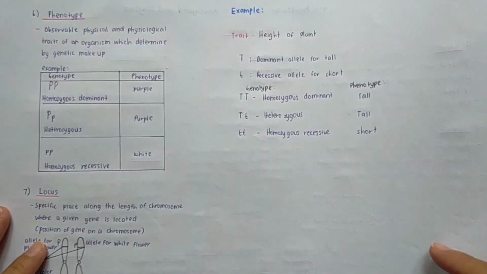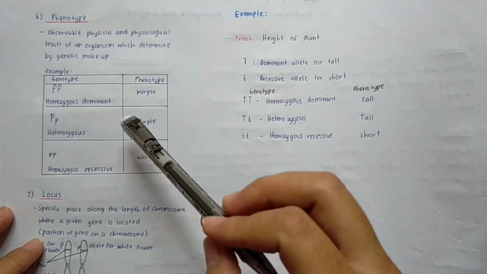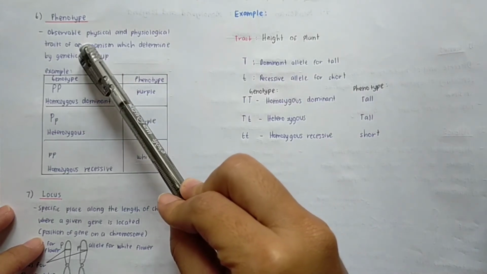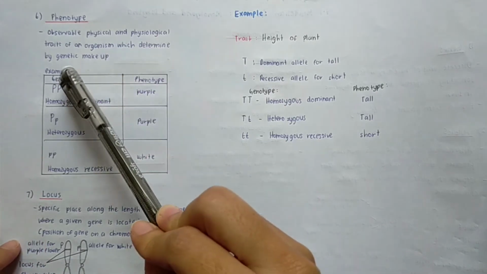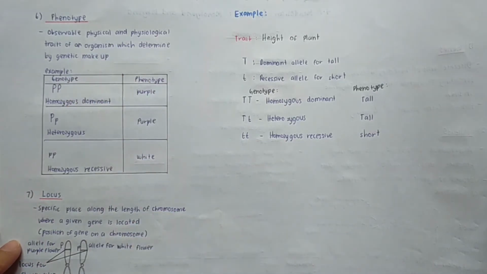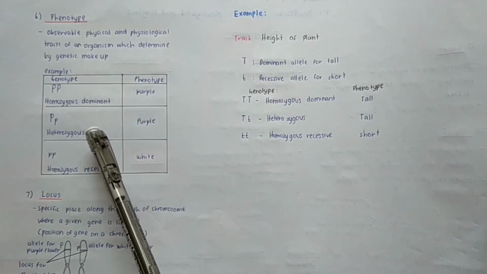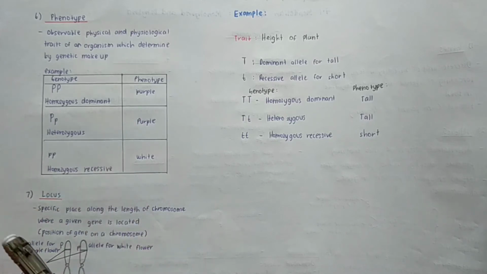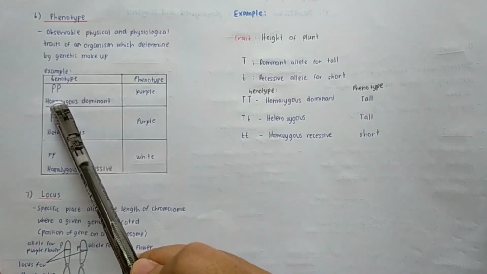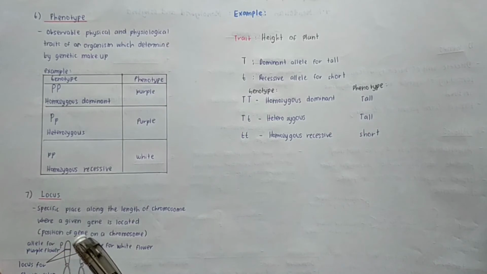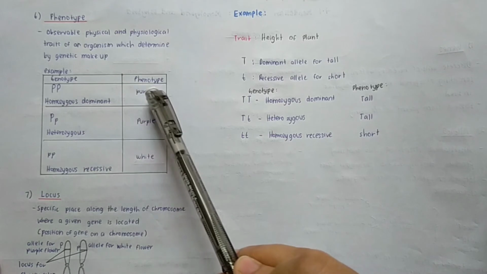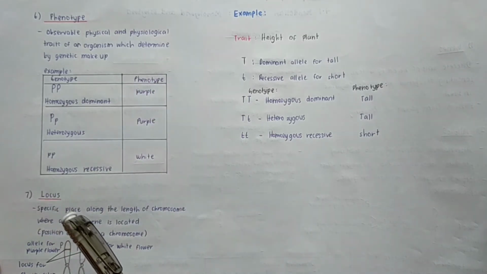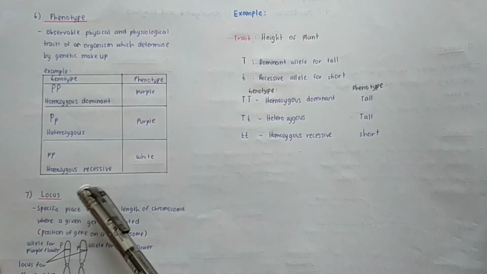And then next we look at the phenotype. Okay, so what is phenotype? It refers to the observable physical and physiological traits of an organism which are determined by its genetic makeup. So kita dah discuss berkaitan dengan genotype, which are homozygous dominant, heterozygous and also homozygous recessive. So means that from the genotype we can determine its phenotype. Okay, so for the first one, let's say homozygous dominant, its phenotype will be purple. Because of what? Purple is the dominant phenotype.